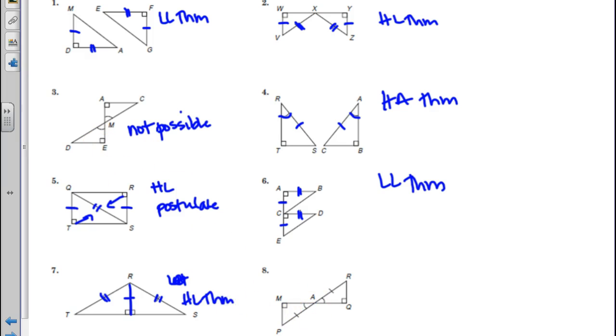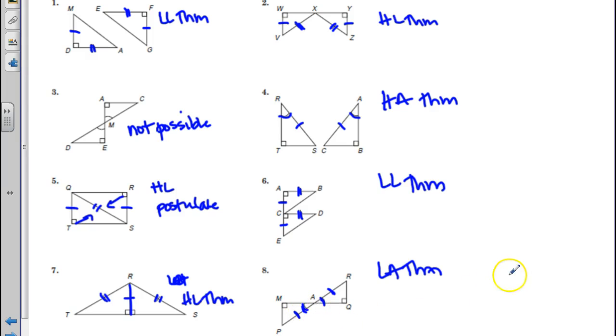And then let's check out number eight. Looks similar to number three, but I have a side marked here. So I have leg and an angle, so I have leg to leg, angle, angle. All right, so I have leg angle theorem. All right, good job on that, guys. So hopefully that makes a ton of sense to you.